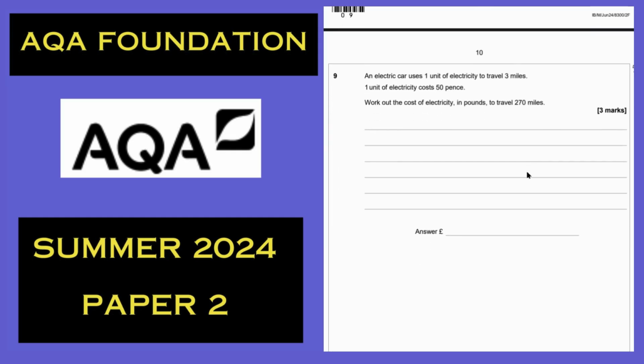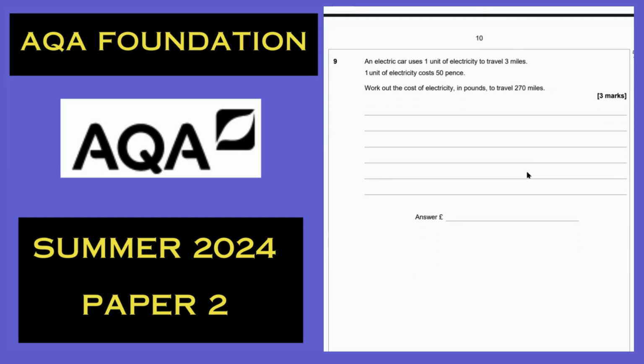Number 9. Again, they've given you more than enough space. It's all about the cost of electricity to travel 270 miles. Miles to units goes from 3 down to 1. We need to divide by 3. That'll give us 90, but there's no need to write that down. We can just straight away times it by the cost of 50 pence. Or if you want to get your answer straight into pounds, times it by 0.5.